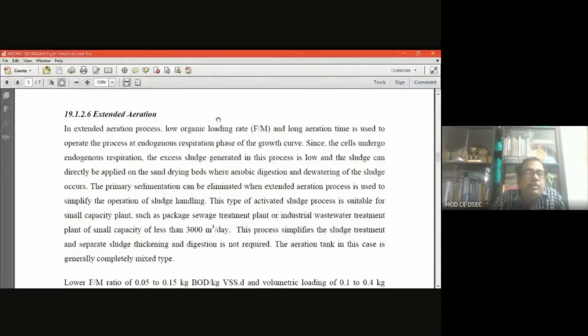Yes, I think you can see my lecture note now, on the extended aeration process. As we have seen, we maintain a low organic loading rate, that is the F/M, and a long aeration time is used to operate the process at the endogenous respiration phase of the growth curve. Basically, that is the main motto. We have to go for the endogenous phase of the growth curve.